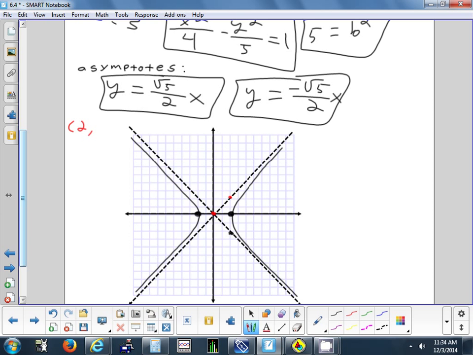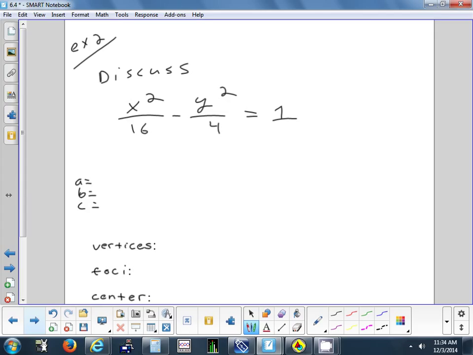All right, let's try another one. This time I don't want to graph it, just discuss it. Is that equal to what it should be if we're going to try to discuss it? Yeah, it's equal to 1. So that's good. We just got to find A, B, and C. Okay, let's go back at our formula.